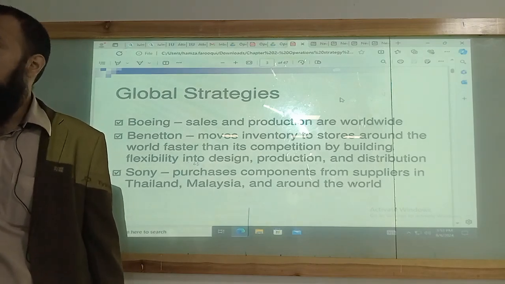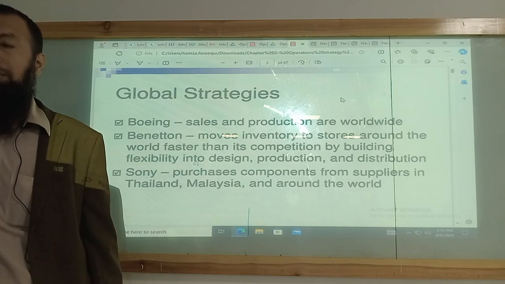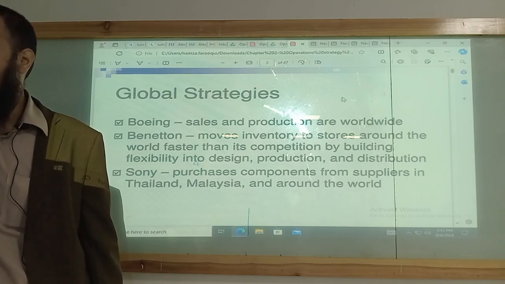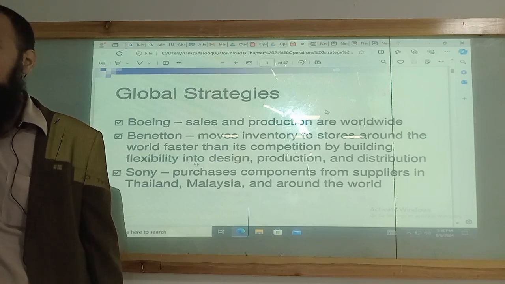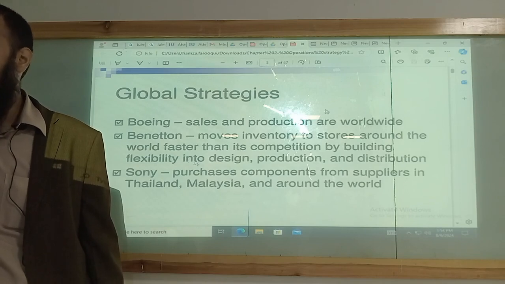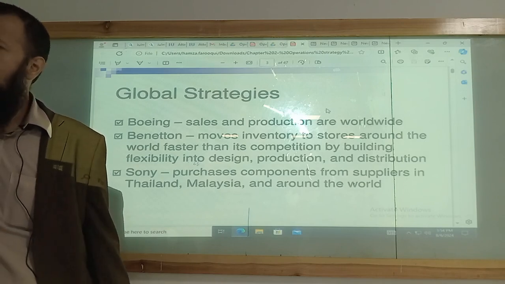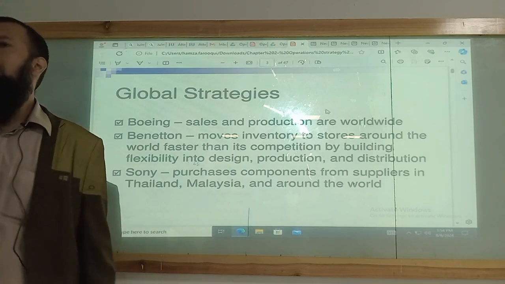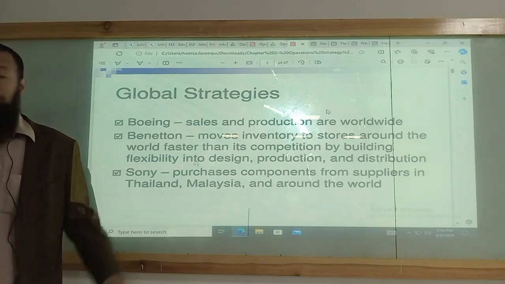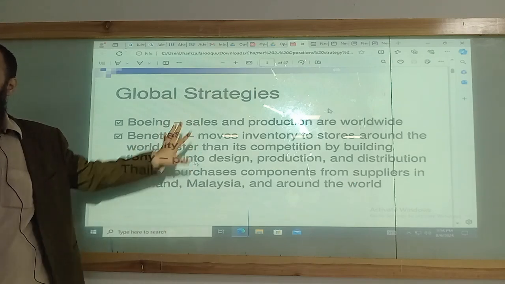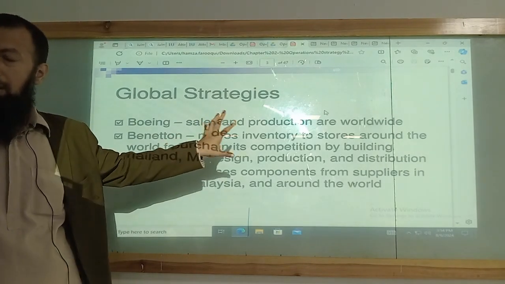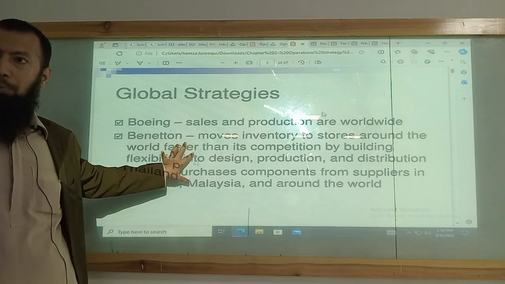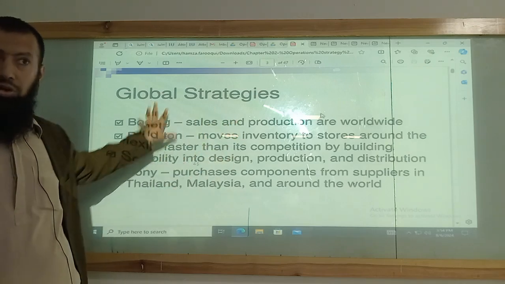Otherwise, Airbus is the company run by multiple countries: Germany, France, Italy, and other countries of the world. England, basically UK. So there are multiple countries running the airline industry. But Boeing is run only by the United States. And you see how the United States is keeping its competitive advantage through this global strategy.